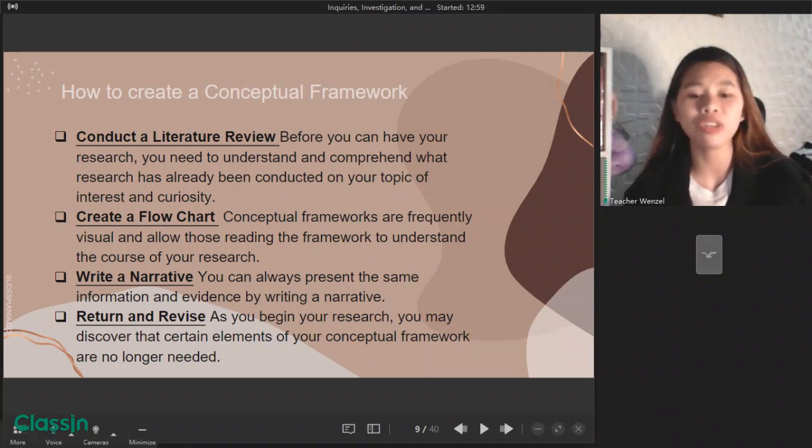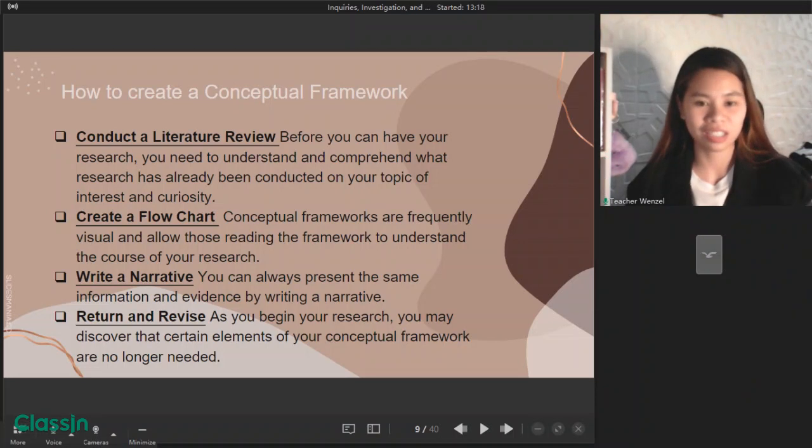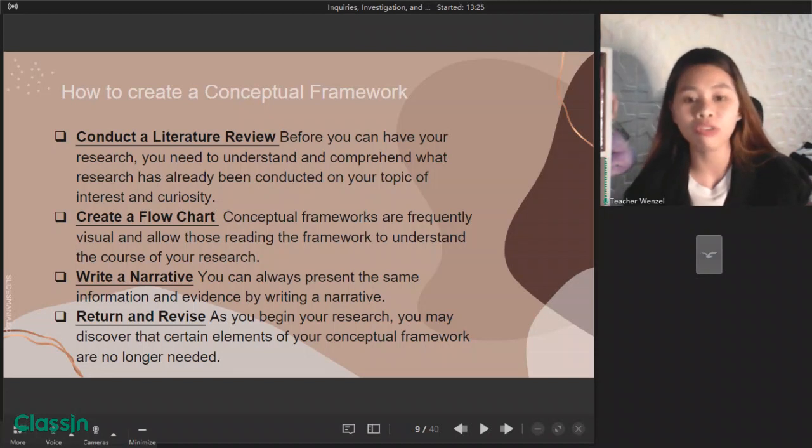As you begin your research, you may discover that some aspects of your conceptual framework are no longer needed. So, as long as your research is not entirely done, expect a lot of changes in your work. As your research progresses, there are always changes. So expect that you would do a lot of revision. You should return to your framework and revise it if necessary.